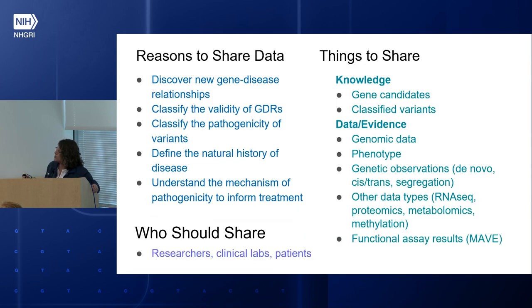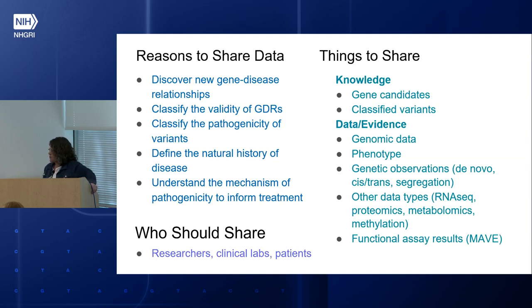Now, why do we share? There's lots of reasons. We want to discover new gene-disease relationships. We want to classify the validity of those gene-disease relationships. We want to classify the pathogenicity of variants. We want to define the natural history of disease or understand the mechanism so we can inform clinical trials and treatments. All sorts of reasons. I don't think I should need to convince any of you that this is useful. And it's not just researchers, it's clinical labs. It's also patients engaging in the sharing process.